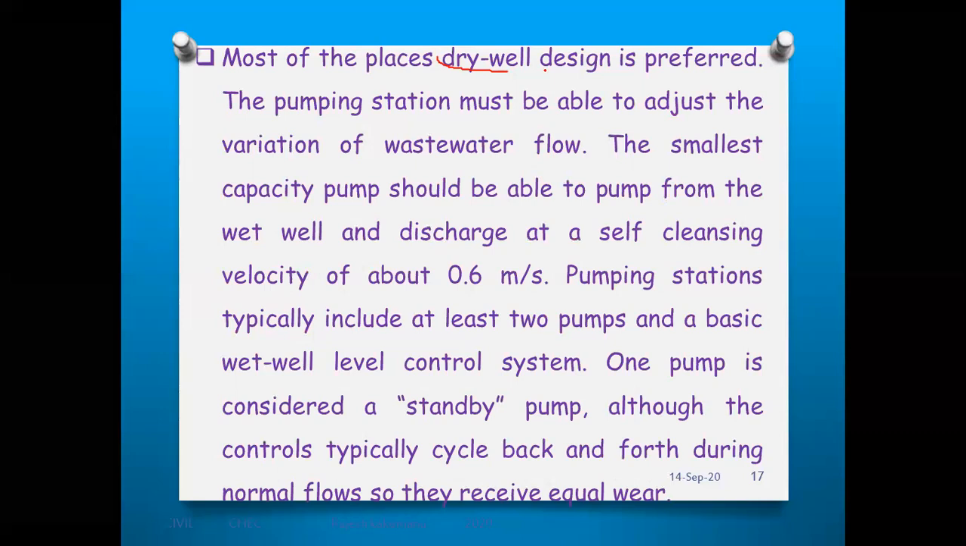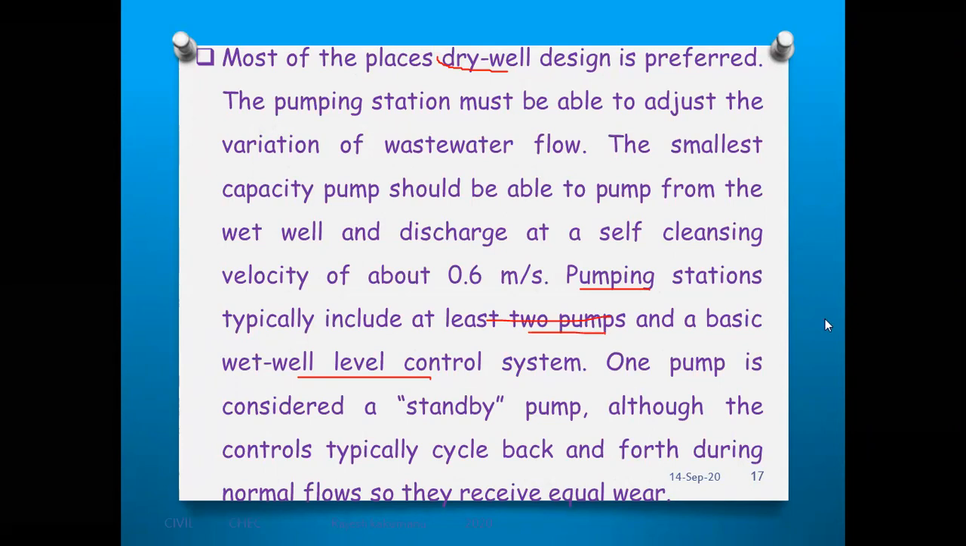So generally, a pumping system using the dry well type requires 2 pumps and a basic level control system. One pump is considered a standby pump, although the controls typically cycle back and forth during normal flows, so they receive equal wear. So why are they using 2 pumps? Just for standby. Whenever one pump fails, the other pump will be used. In such cases, they will use the standby pump, which is connected directly to the process.